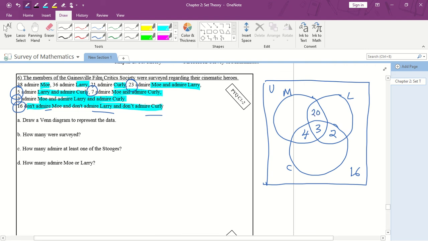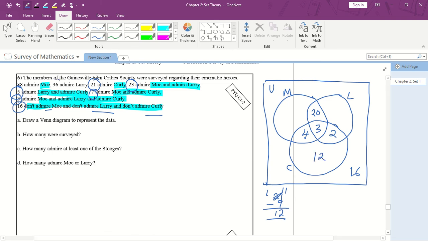And here says 21. Is it 21? Let me just remove it. Yes, 21. So 21 admire Curly, which means this total here is 21. So for 21, I need to minus 4 plus 3 plus 2, which is 4 plus 3, 7, 7 plus 2, 9. So it will be 12. So here is 12.